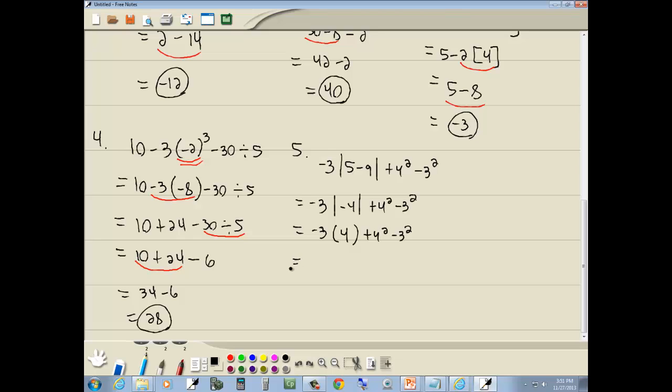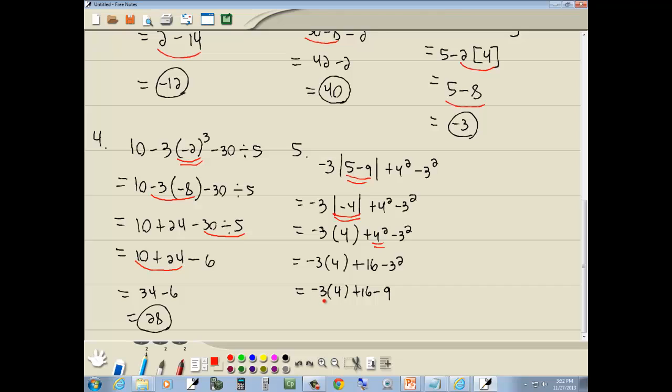That was the please part. Excuse, exponents. I'll do 4 squared. I did that first, and then I did all of this. Okay. So everything else carries down. Negative 3 times 4 plus 4 squared. 4 times 4 is 16. Minus 3 squared. Still doing the excuse part. 3 squared gives us 9.